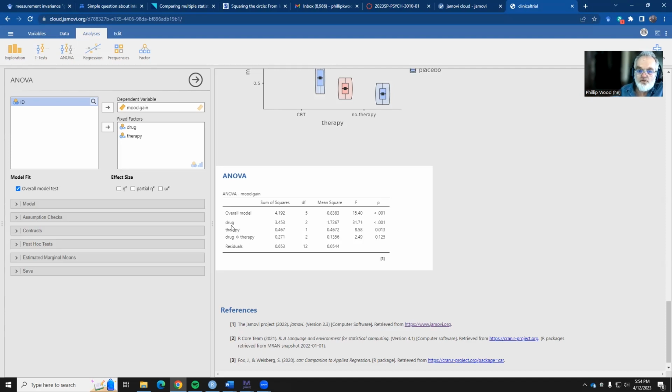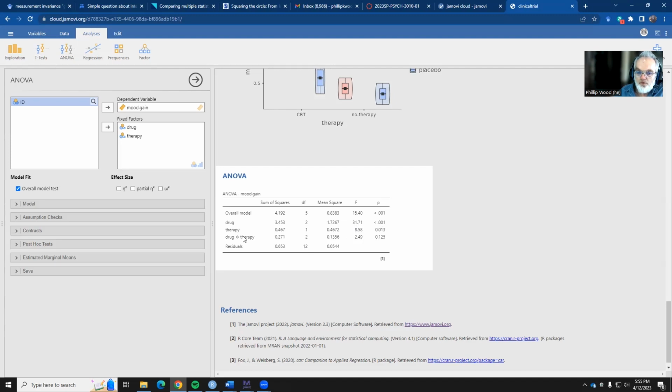And down here, I see a main effect for drug. That's an F with 2 and 12 degrees of freedom. And it is also highly significant. The F is 31.7. Fs under the null hypothesis are usually going to be a number around 1. Downstairs here for therapy, I have an F with 1 and 12 degrees of freedom, and that F is 8.58, and it is significant. The p-value is 0.013.